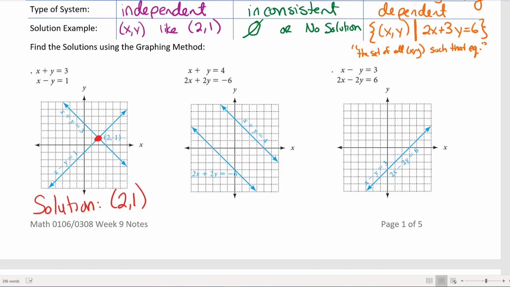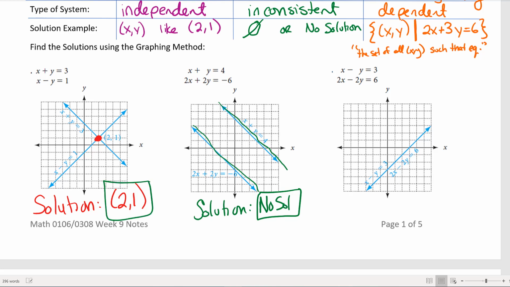On our next problem, we have two lines that are parallel, and this line over here is never going to touch that line over there. They're never, ever going to reach. So the solution is no solution. You could also write the symbol for no solution, either way.